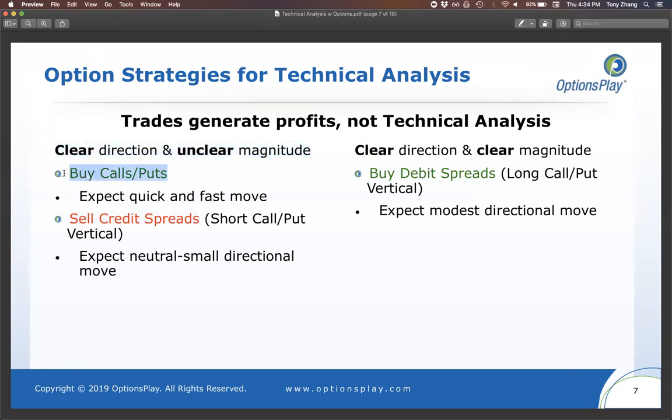So when you buy a call or a put, that's when you expect a quicker, fast move, but you're not quite sure how far it'll move. And if you expect more of a smaller, neutral directional move, that's when you want to sell a credit spread. So whenever you're looking at a chart, you have to ask yourself, do I have a clear sense for direction, and do I have a clear target price? If you don't, you want to look at these two strategies. And if you do have a clear sense for target price, that's when you want to look at buying a debit spread. This is when you're expecting a modest directional move. So these are the three strategies we're going to go over today.